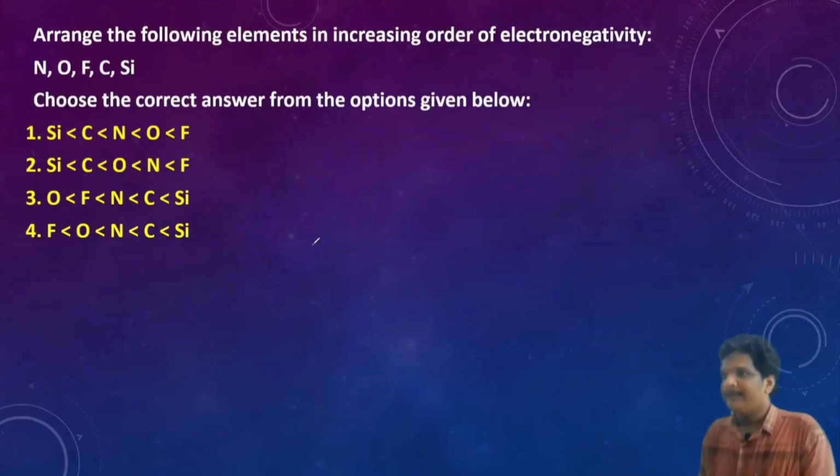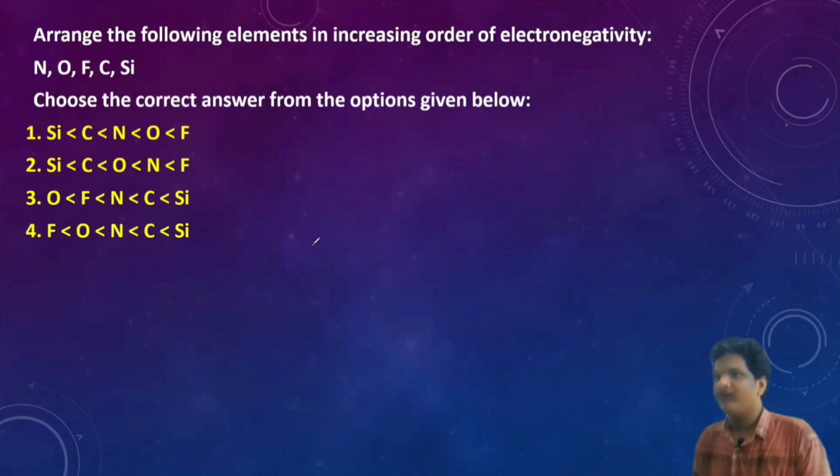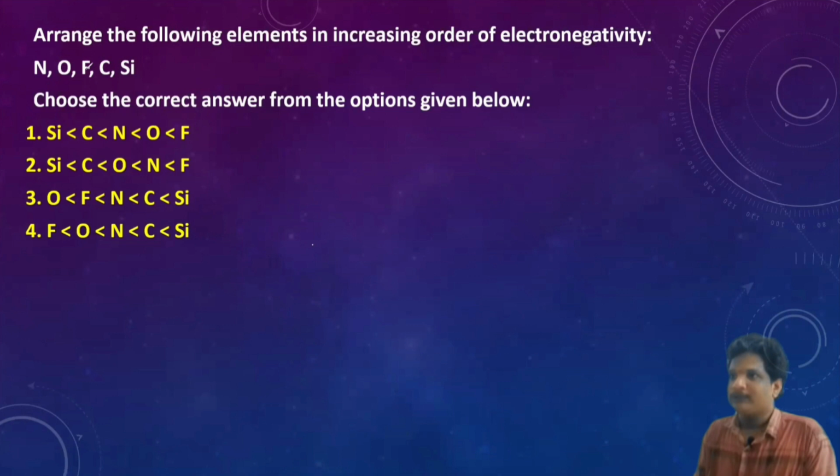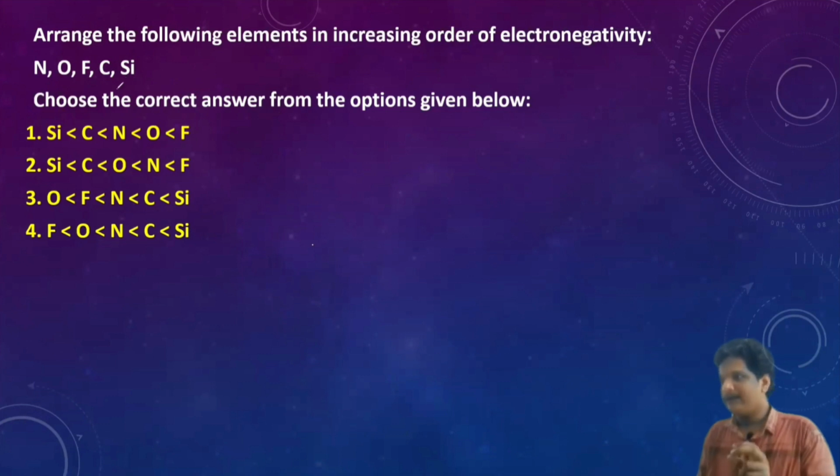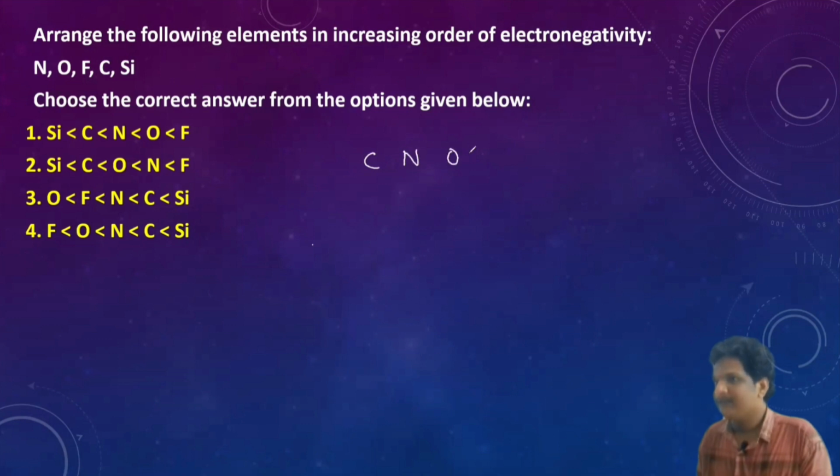Arrange the following elements in increasing order of electronegativity: nitrogen, oxygen, fluorine, carbon, silicon. Choose the correct answer from the options given below. Here they have given the elements nitrogen, oxygen, fluorine, carbon and silicon. Now let us arrange these elements according to their order in the periodic table. According to the periodic table, first we have carbon, after that nitrogen, then oxygen and fluorine. Below carbon, we have silicon.